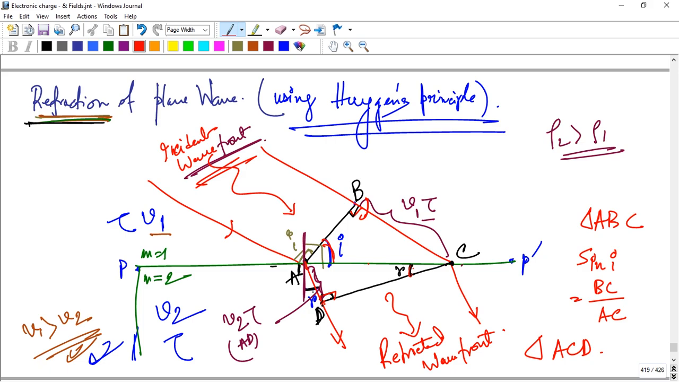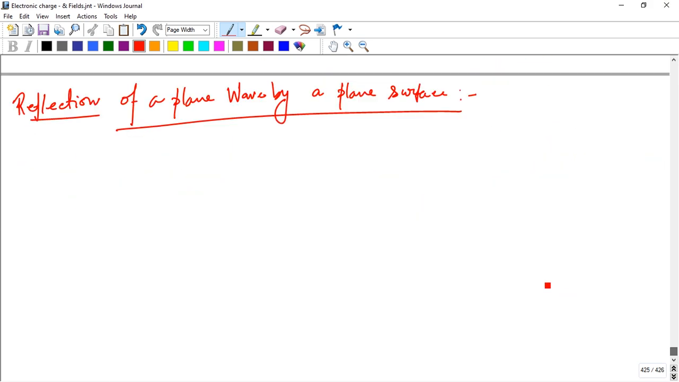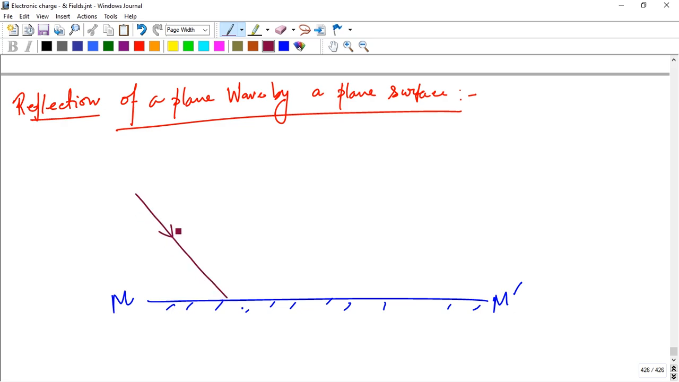But here, in reflection, there is no refraction, so there is no medium here. Actually the medium concept is not needed here. So there is a plane surface, say M M dash, and suppose these two are incident wavefronts. When I draw this line at 90 degrees, perpendicular from this point, these are the incident wavefronts.